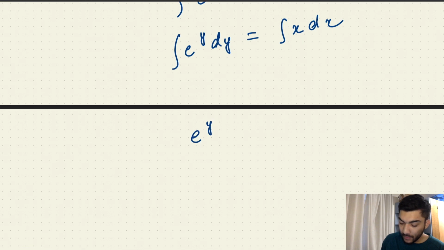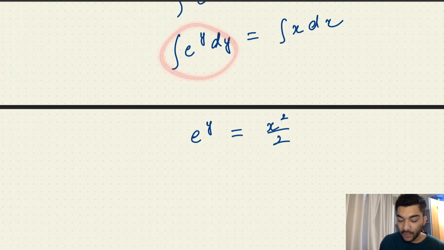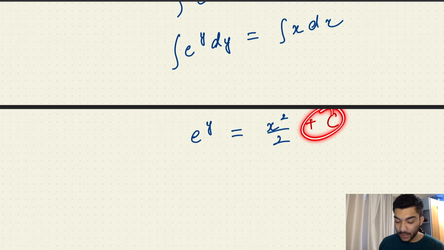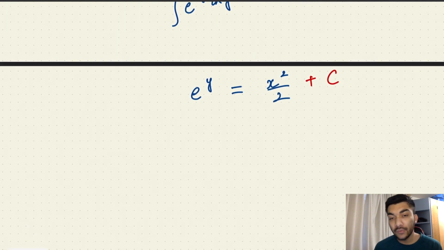E to the power y will be e to the power y, and x squared by 2. Since we have to add the constant of integration, it doesn't matter if you add the constant of integration on this side or this side, because the constant of integration is a real number, right? It can take any real value. So usually what we do is we add the constant of integration on the x side. But also please note that it doesn't matter if you add the constant of integration to this side or even both sides, because you know that c can take any real value. So usually for simplicity we add the constant of integration to the x variable side.